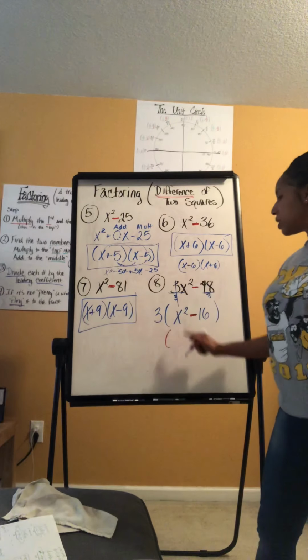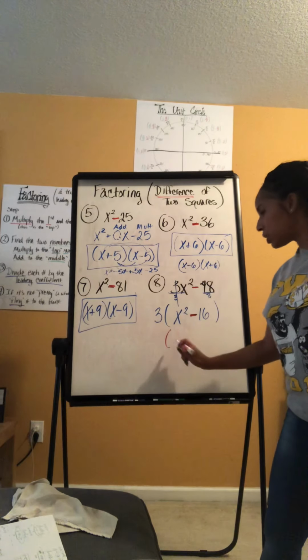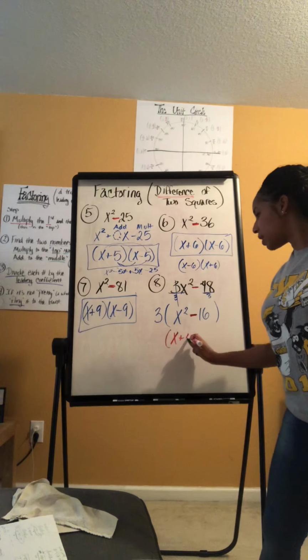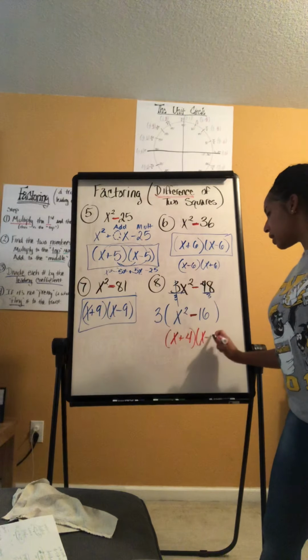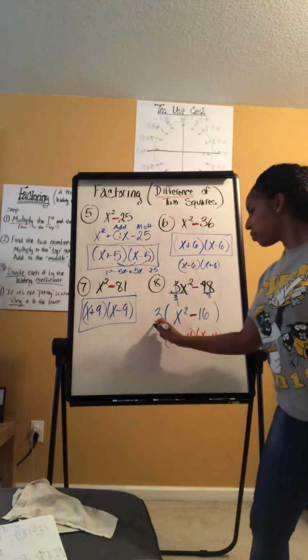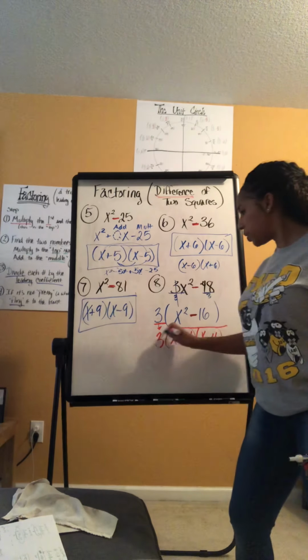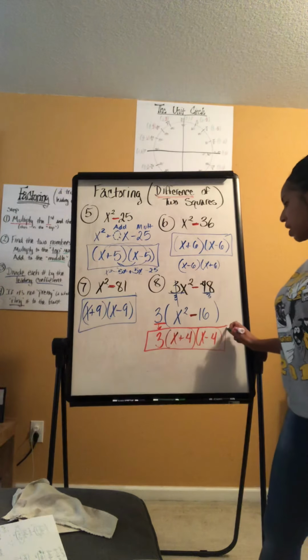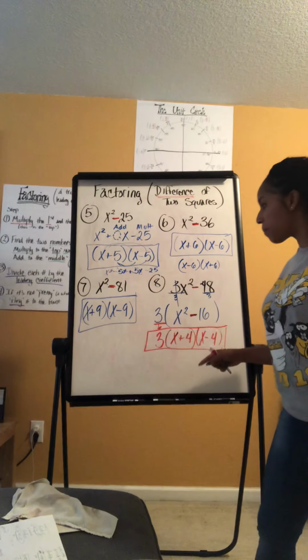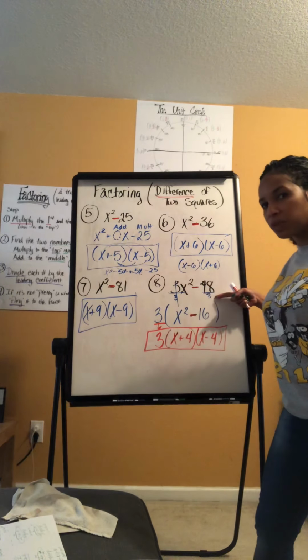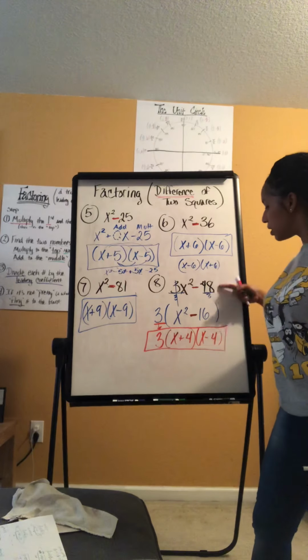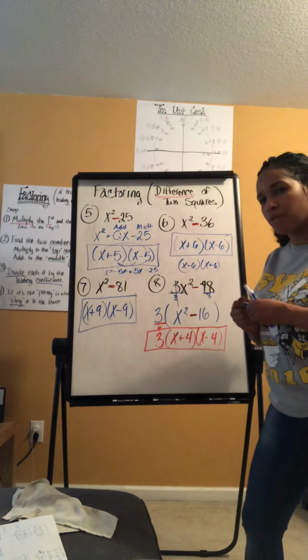But back to this, x squared minus 16. I know x squared is x times x, and 16 is 4 times 4. So this becomes an x plus 4 and an x minus 4. And that 3 in the front is still there. It doesn't just disappear. Like I said, when I multiply everything back, it needs to go back to what it originally was. I'm not changing this problem. I'm just writing it in a different form.